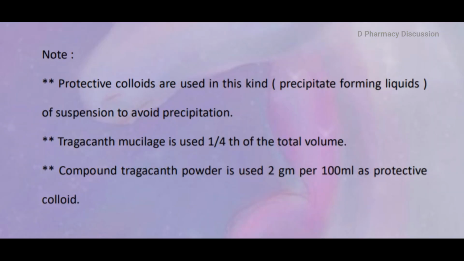Here I have some more points. Protective colloids are used in this kind of suspensions to avoid precipitation. Then tragacanth mucilage is used at 1/4 of the total volume, and compound tragacanth powder is used at 2 gram per 100 ml as protective colloid.